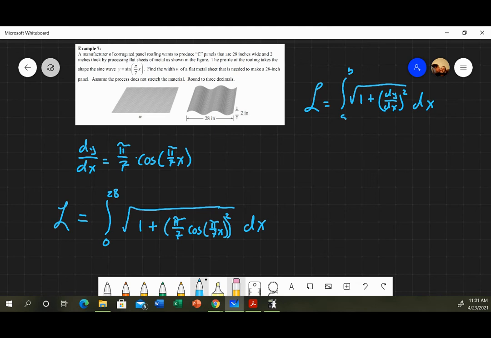So the length equals the integral from 0 to 28 of the square root of 1 plus (pi over 7 cosine of pi over 7 x) squared, dx. If the amplitude was a higher number, we may have to consider that in our function, but we don't have to consider that because the amplitude is only 1.